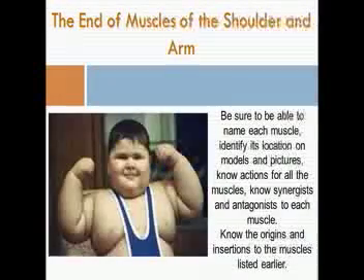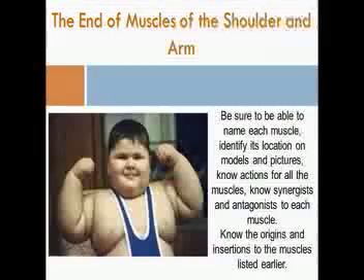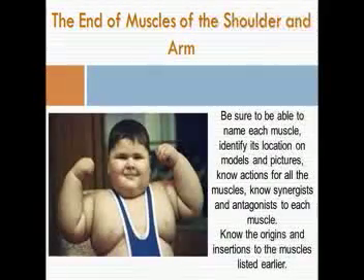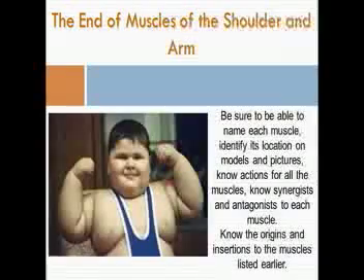This is the end of the muscles of the shoulder and arm. Be sure to name each muscle, identify its location on models and pictures, know actions for all the muscles, know synergists and antagonists for each muscle, and know the origins and insertions for the muscles listed earlier. Again, you don't need to know any innervations.